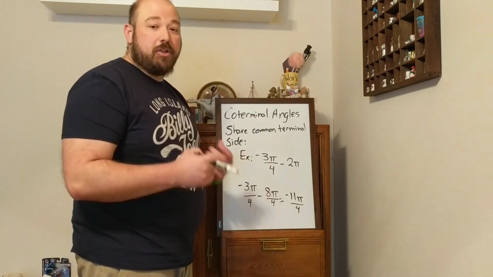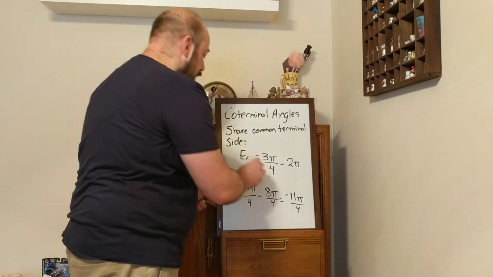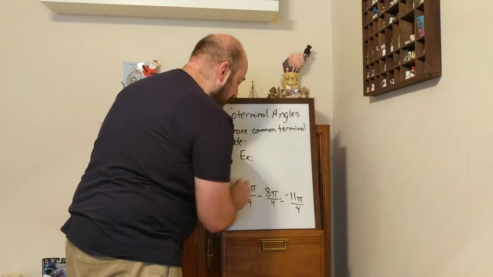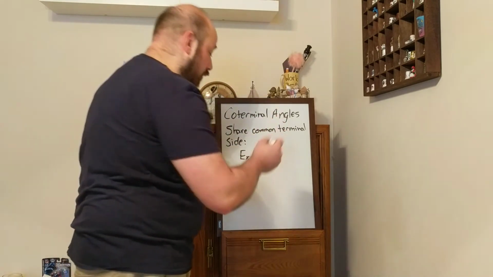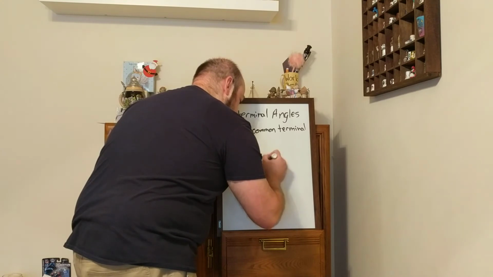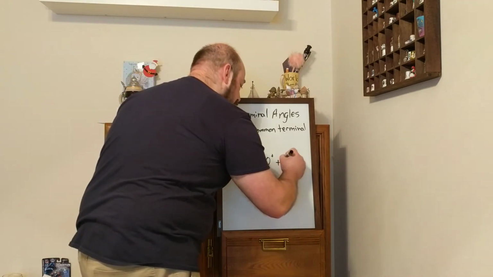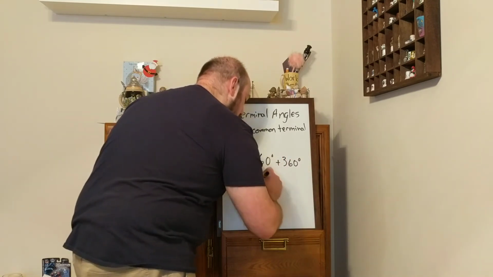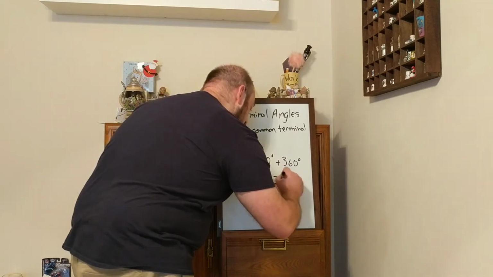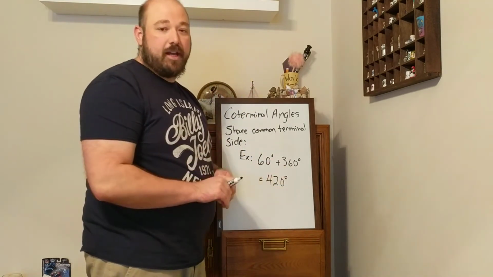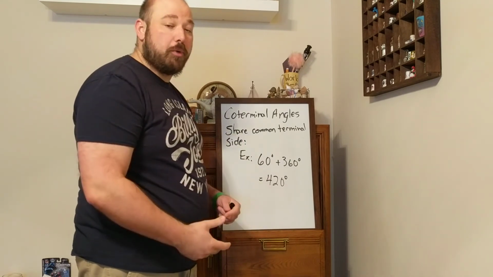And again, we can do the same thing if we go ahead and use degrees. And it would just be, instead of 2 pi, we would go ahead and use 360 degrees. So if I had 60 degrees and I was looking for a coterminal angle, I could add 360 degrees to it, which would give me 420 degrees. Or similarly, I can go ahead and subtract. So I hope this video helped you understand coterminal angles.